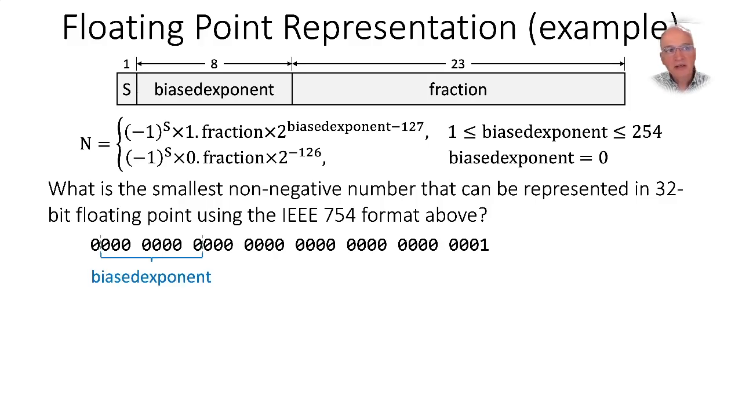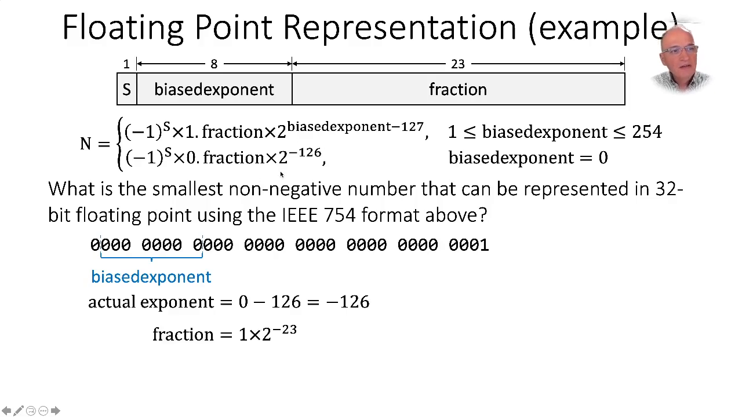So my biased exponent is 0. So the actual exponent will be 0 minus 126. Because my exponent is 0, I need to use the lower part of this expression, which is minus 126. And the fraction will be 1 times 2 to the minus 23. So the number will be minus 1 to the 0 times 2 to the minus 23 times 2 to the minus 126. That's approximately 2 to the minus 149.